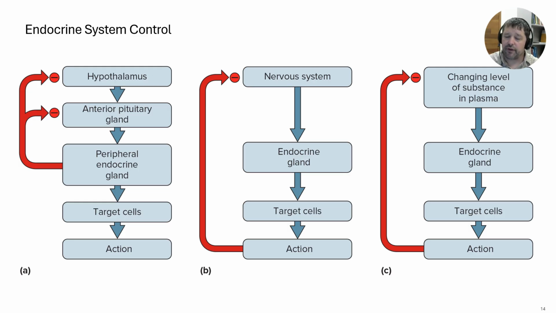The nervous system, same thing. Normally though, the nervous system will go to action. That action would then trigger the nervous system to basically shut off. So it's not sending that signal anymore because it's already sent the signal. The action's already happened. Same kind of thing with change in the substance. Sometimes this is internal, but sometimes this is just in the plasma of the blood. That can entice the endocrine gland to produce a hormone, target cell action, and that action results in no longer needed. So you no longer need that signal to be sent.